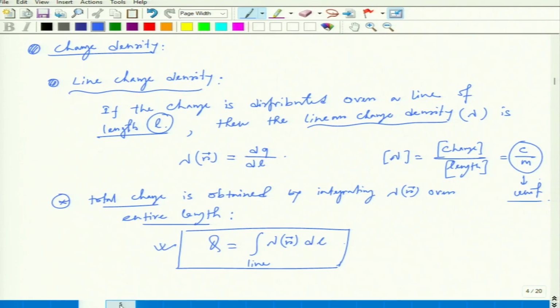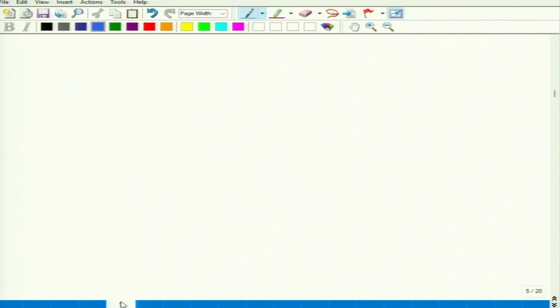In the previous class, we started discussing charge density instead of a discrete point charge. We started with a linear charge density and calculated the total charge for a linear charge density lambda.